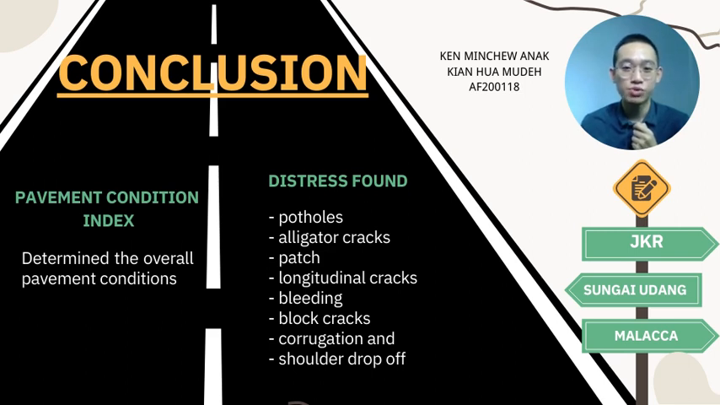So in a nutshell, the application of the pavement condition index method, which is the PCI method used in this project, is definitely an important method to determine the overall condition of the pavement based on the pavement condition index value for each selected pavement that underwent the road survey along the 1 km road in Lebu Spar, Sungai Udang, Melaka. By doing the road survey on Google Maps, we can determine the typical failures of the flexible pavement in this study area, which are potholes, alligator cracks, patching, longitudinal cracks, bleeding, block cracks, corrugations, and also shoulder drop-off.